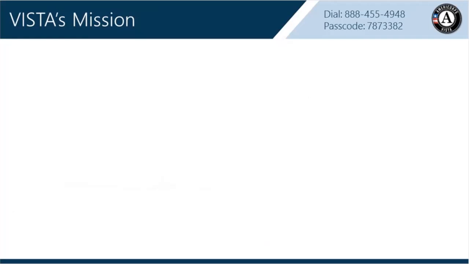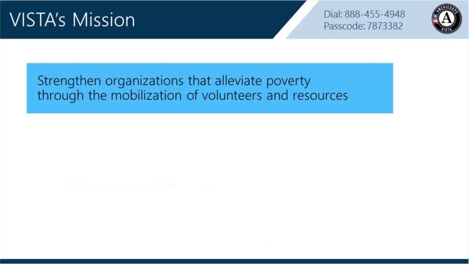We know that the VISTA program is committed to economic equity, but if someone were to ask you, what is VISTA's mission, how would you explain it? What really makes VISTA unique in the federal government? Well, let us show you this, which is our elevator speech. The VISTA program strengthens organizations that alleviate poverty through the mobilization of volunteers and resources.